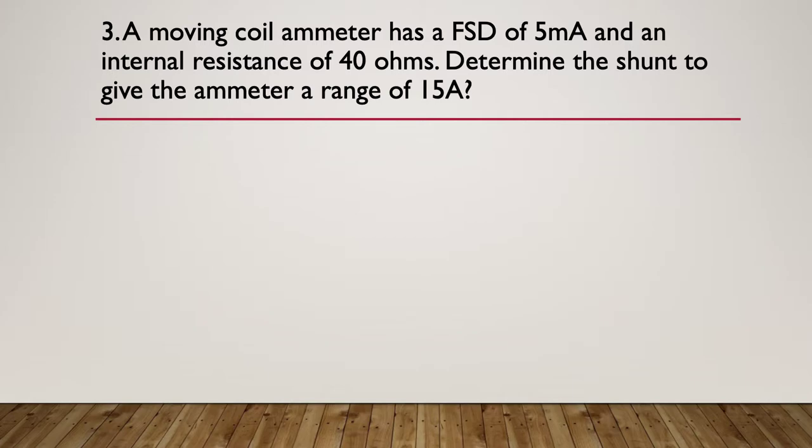Three, a moving coil ammeter has a full-scale deflection, that's FSD, of 5 milliamps and an internal resistance of 40 ohms. Determine the shunt to give the ammeter a range of 15 amps. So pause here. Here's the hint, draw the circuit and use Ohm's law around the circuit. So draw the circuit, the information that you've got.